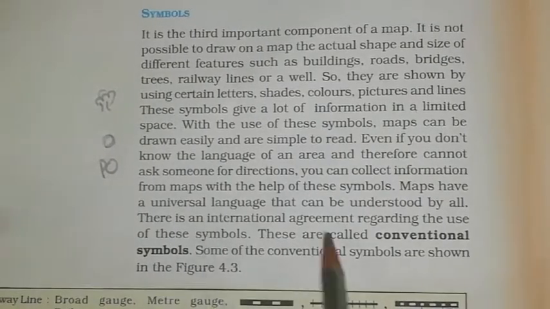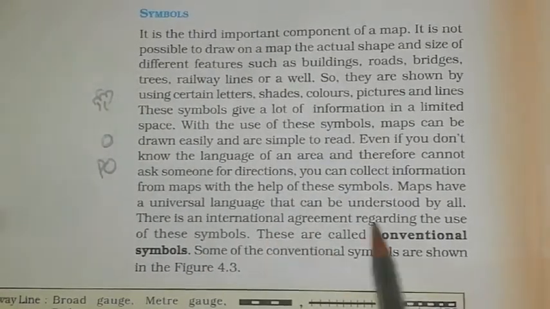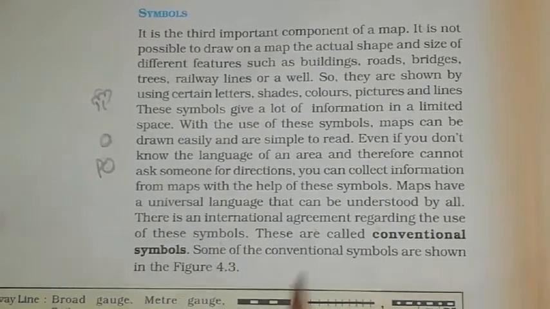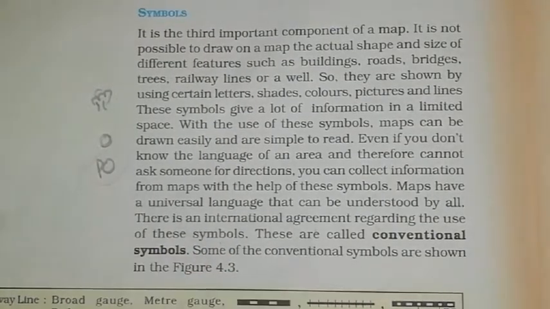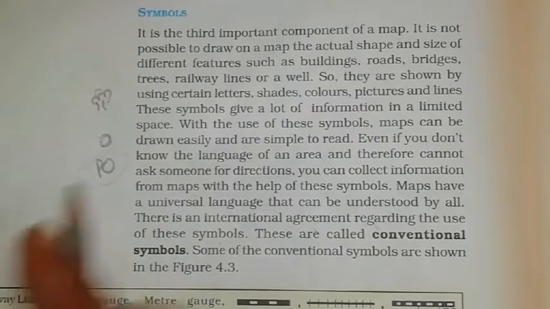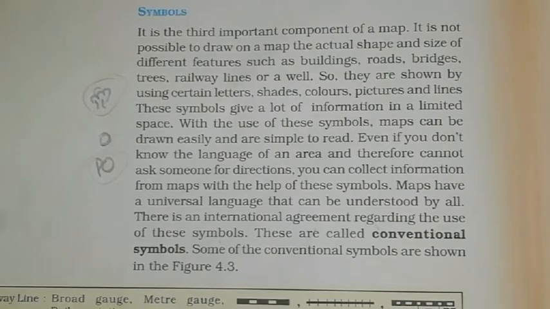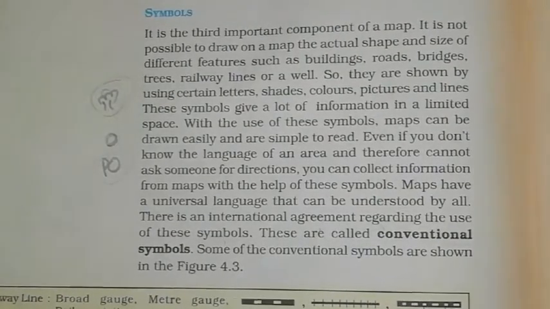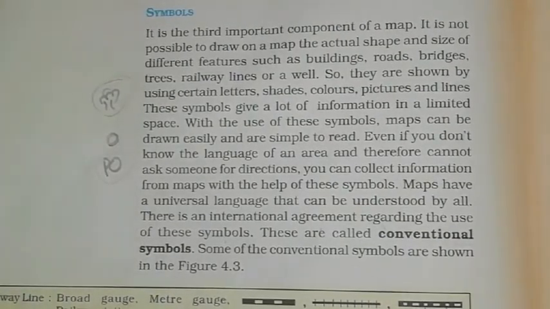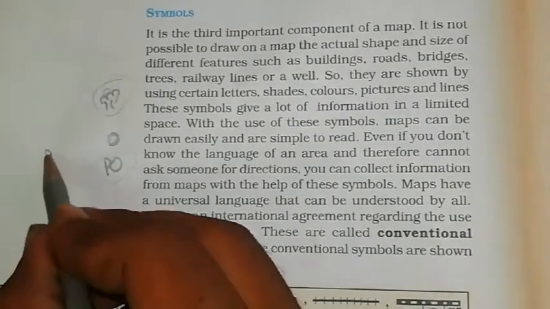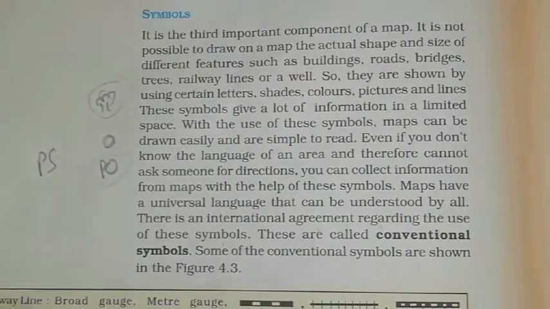There is an international agreement regarding the use of these symbols. PO is always a post office. These trees show trees only. There is an international agreement that PO is post office, PTO is post and telegraph office, and PS is for police station.